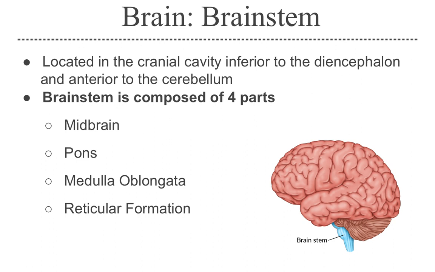So the brainstem is composed of 4 parts: the midbrain, the pons, the medulla oblongata. It's my favorite thing to say. And then the reticular formation as well. A common misconception is that the brainstem goes out the bottom of the skull, when actually it is not outside the skull whatsoever. Only the spinal cord will be below the skull. So the brainstem does not extend beyond the cranial cavity into the neck.